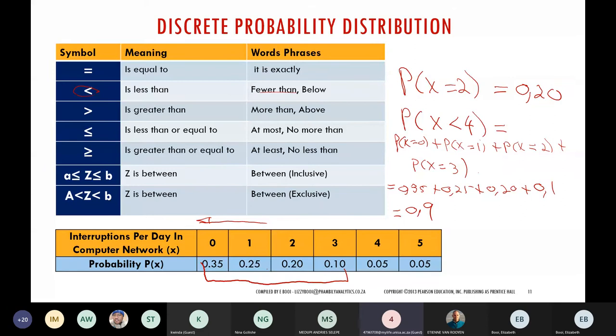Zero point nine. The answer is 0.9. Because 0.6 plus 0.27 is 0.8, plus 0.1 will be 0.9, unless my math doesn't work right. So the answer is 0.9. So you need to pay attention to the sign.